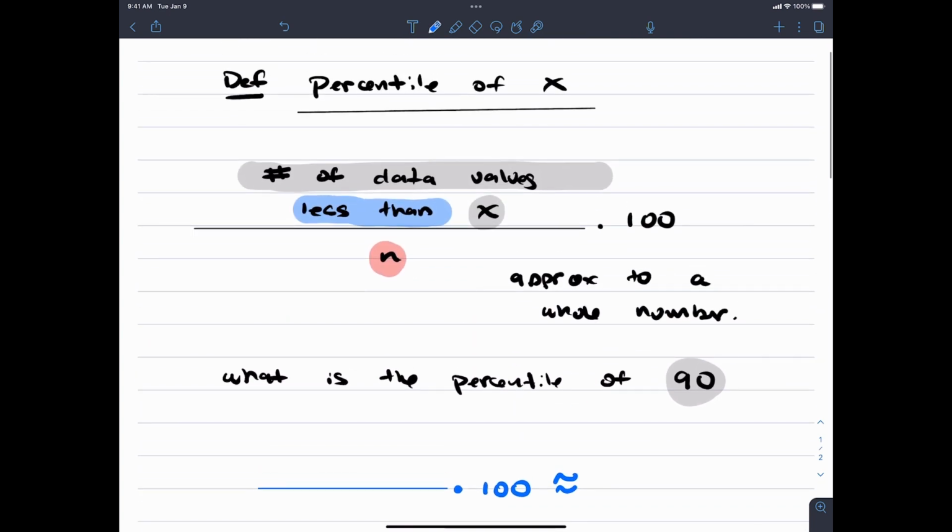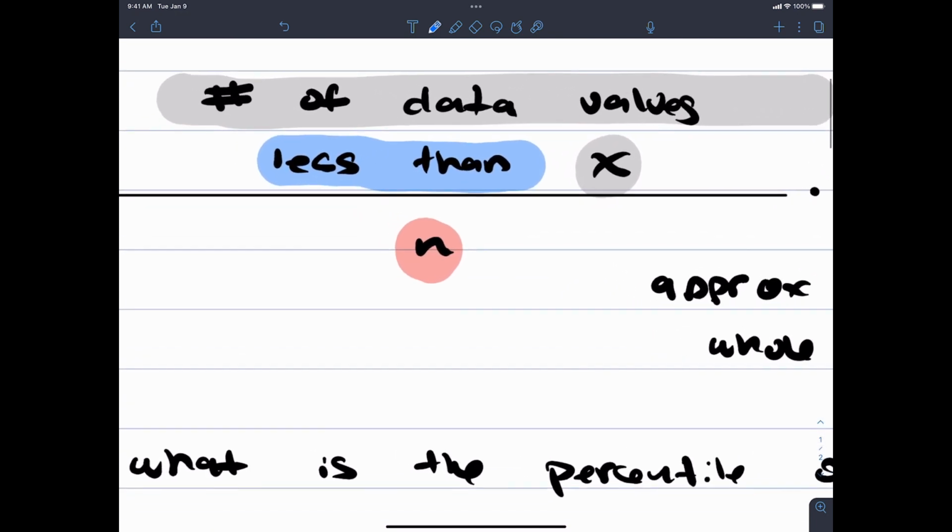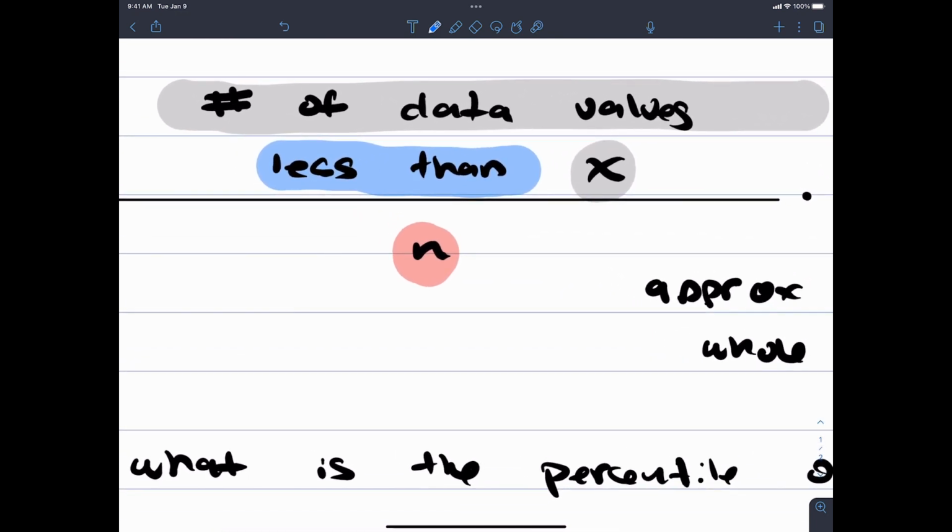Okay, so what's the definition? What do you guys have to do? How do you get that numerator? Right, what does it say? It's the number of data values that are less than what number in this example? 90. So how many data scores are smaller or behind the 90, right?